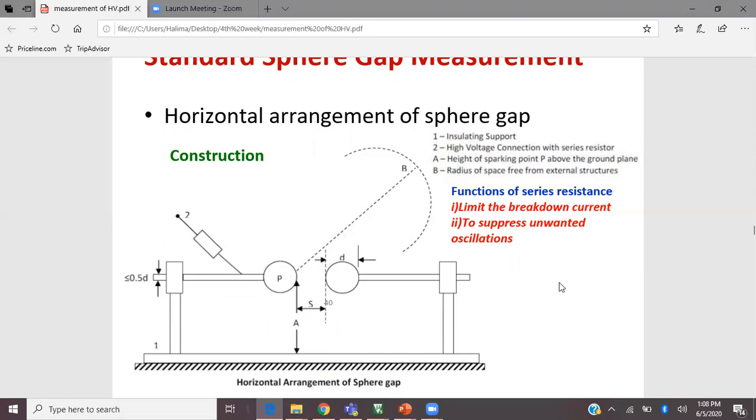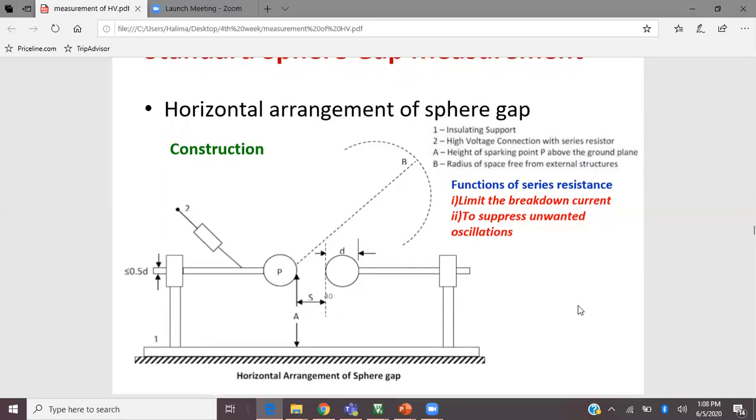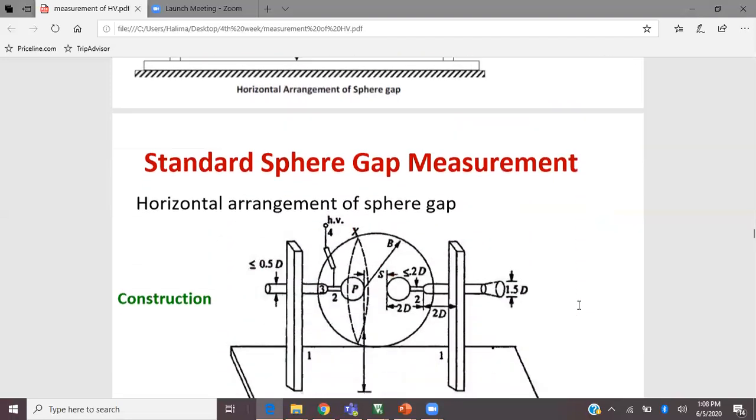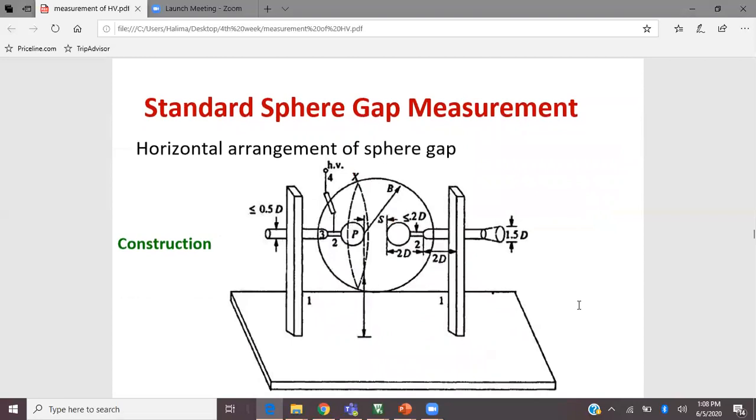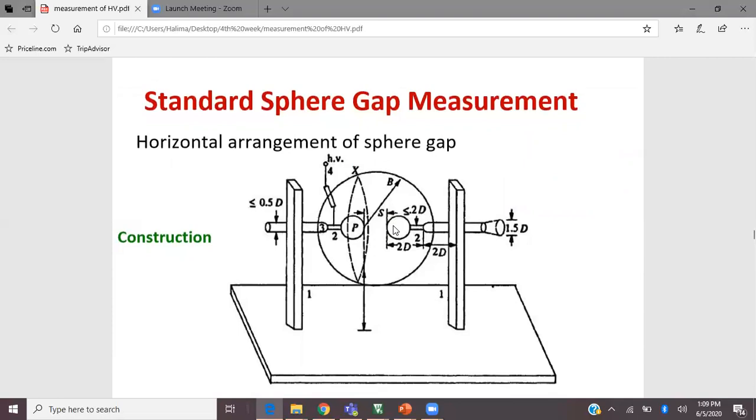So the function of the series resistance here is to limit the breakdown current and suppress the unwanted oscillations. With the help of this, you can accurately see the horizontal arrangement of the sphere gap. जैसा कि मैंने पहले कहा, horizontal ये जो sphere gaps हैं ये movable हैं. जब ये हम क्रॉस करेंगे और जिस पॉइंट में जाके आर्किंग स्टार्ट होगी उधर से हमें अंदाजा हो जाएगा जब डिस्टेंस को हम वोल्टेज में कन्वर्ट करेंगे कि जो हम मेजर करना चाह रहे हैं वो वोल्टेज कितने हैं.